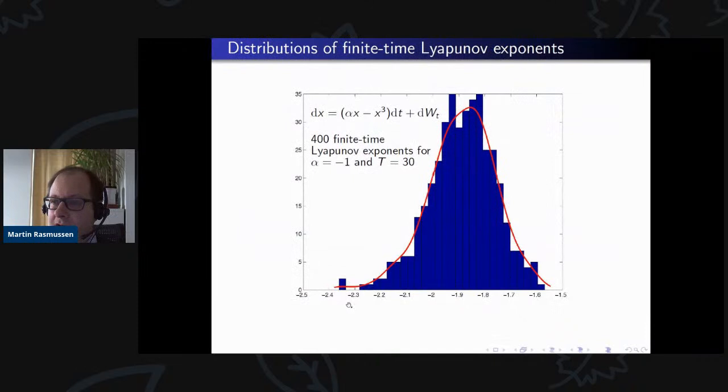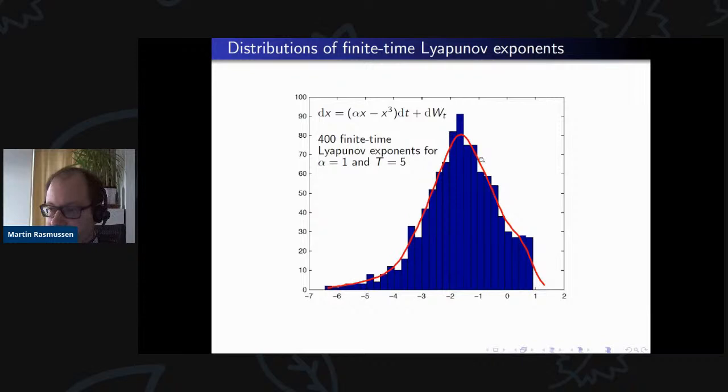And here we have done some calculations on the distributions of these finite-time Lyapunov exponents. In particular, when alpha is negative, we computed 400 finite-time Lyapunov exponents, and we see they are all negative. But if alpha is positive, we also get a distribution of finite-time Lyapunov exponents, but we see here that we also have positive finite-time Lyapunov exponents.